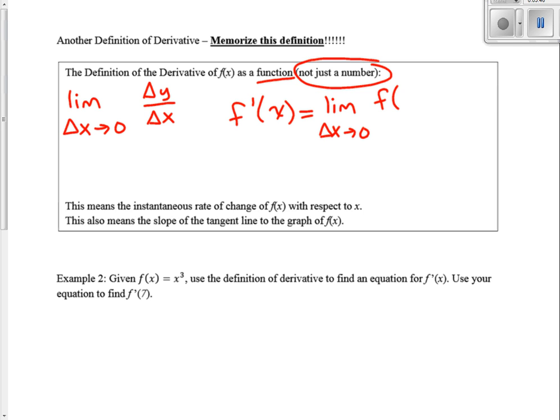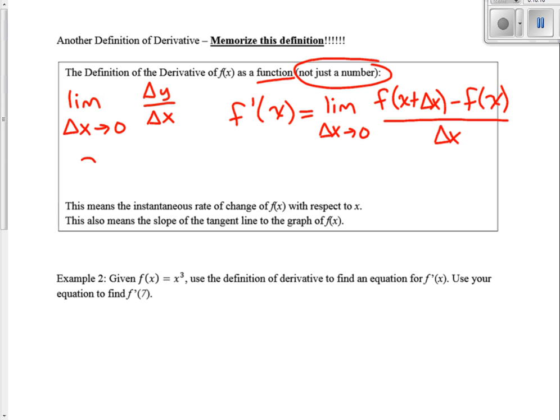Well, our change in x is delta x, so I'm going to start with the bigger value, and that's going to be f of x plus my change in x. My change of x could be 0.1, 0.2, 0.3, whatever that change of x is going to be, I'm going to add it to x. I'm going to subtract out whatever f of x is, and I'm going to divide by whatever that change of x is. Now, mathematicians are lazy, so we don't always like to write delta x.